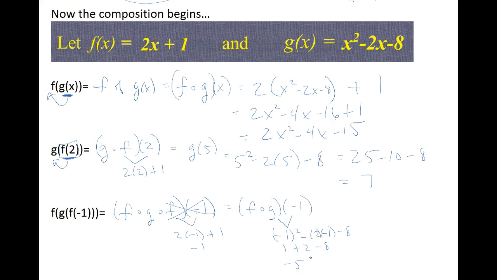And so what that means is now this is a -5, and we're going to plug that into f. So you're just taking it step by step, back step, middle step, then the front step. So f of -5 is 2 times -5 plus 1. -10 plus 1 is -9. So that would be the final answer to the problem.